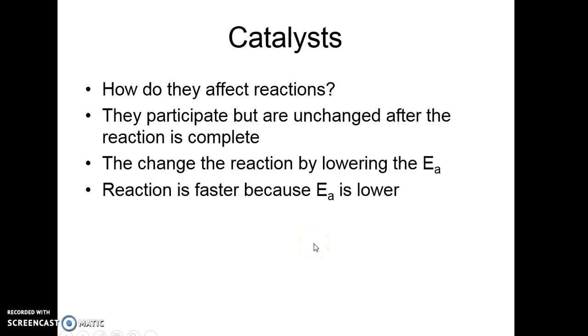And then there's catalysts. How do they affect the reaction? The definition of a catalyst is something that participates in the reaction but is unchanged by it. We usually say that they speed up reactions, and the way that they speed up reactions is they lower the activation energy. When they participate, somehow they lower that activation energy, and as a result, we see a faster reaction.